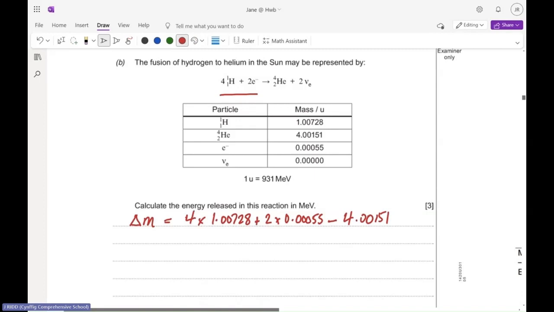Now, you might stop and think to yourself, well, what about these particles here, these electron neutrinos? We say that electron neutrinos have a negligible mass. We'll ignore their mass. We'll pretend they don't exist, okay?